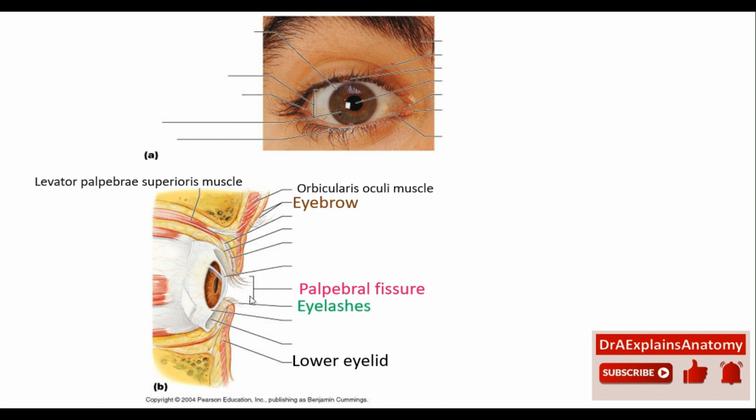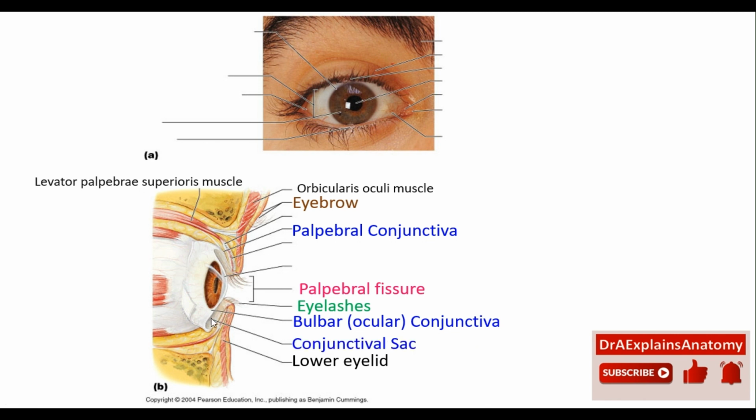These are the eyelashes. We can see the palpebral conjunctiva, which lines the eyelid, whereas this is the bulbar ocular conjunctiva, which covers the sclera. The sclera is the white part right here. Right here, we can see also the conjunctival sac. This right here is the cornea. This is the tarsal plate, and in the tarsal plate, we have the tarsal glands.